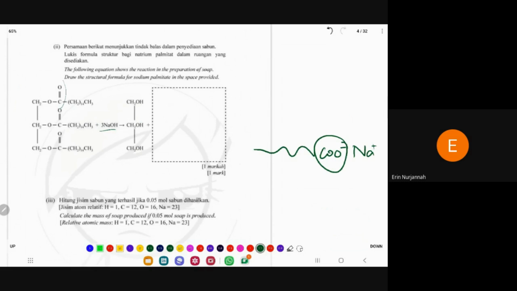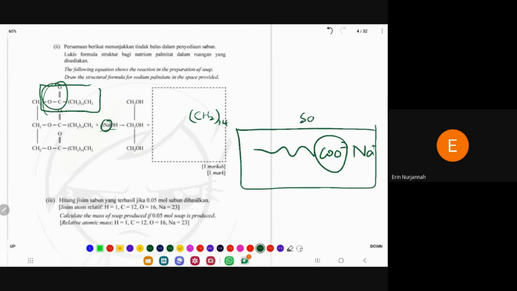Okay. COO, sorry. The COO is here, correct? So it will be CH3. I mean CH2. Copy only what you see here. We need a COO, and then combine with the Na. You know what I'm talking? If you have forgotten how to draw. This one you still remember, right? This is actually the soap salt.